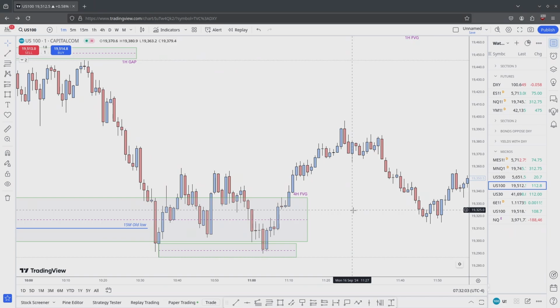Order blocks, breaker blocks, inversions, turtle soup, rejection block. So I've covered a whole bunch of PD arrays in this 10:50 macro reversal.